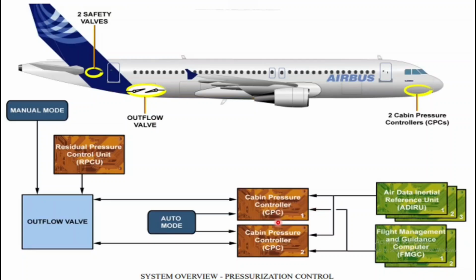Each CPC controls 1 electric motor on the outflow valve assembly. There are 3 motors on the outflow valve assembly. We will discuss that in the next slide.